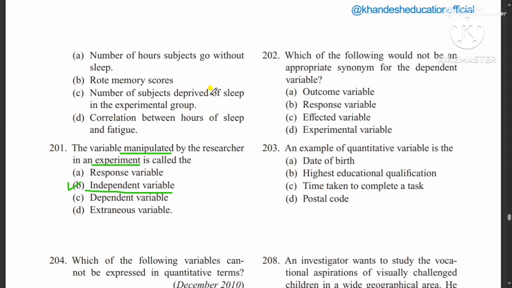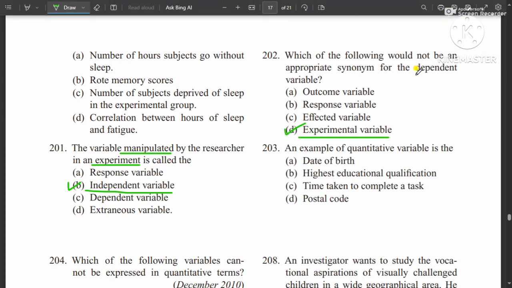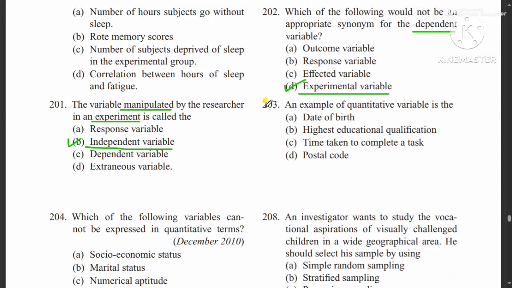Next, which of the following would not be an appropriate synonym for the dependent variable? Option D is correct. Experimental variable, because it is not a dependent variable. An example of a quantitative variable is the quantity. Option C is correct. Time taken to complete a task.